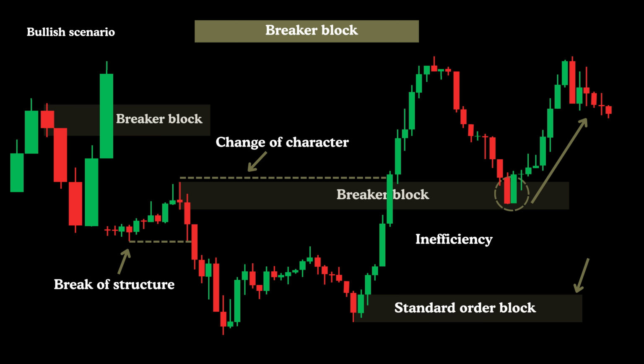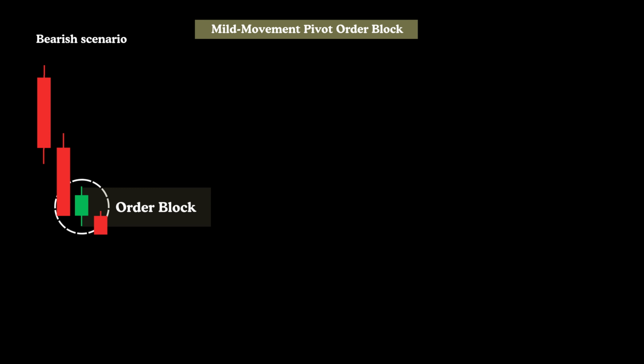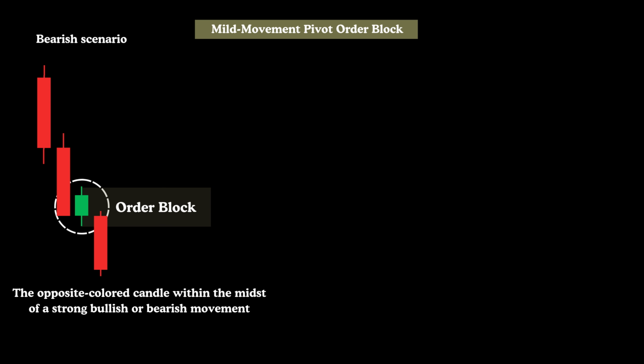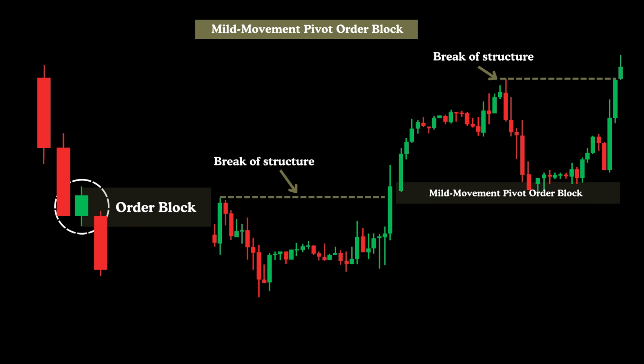Mid-movement pivot order block. The mid-movement pivot order block forms when a single candle of the opposite color appears within a strong bullish or bearish trend. This candle is significant because it often signals a potential reversal or a temporary pause in the ongoing market direction. Market psychology.